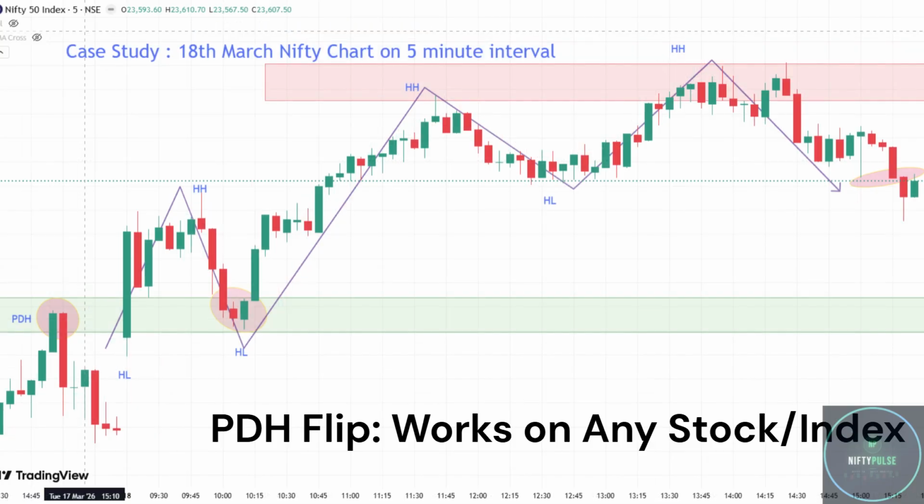See how Nifty never looked back once the PDH held? This isn't just for today. You can apply this support or resistance flip to any market.